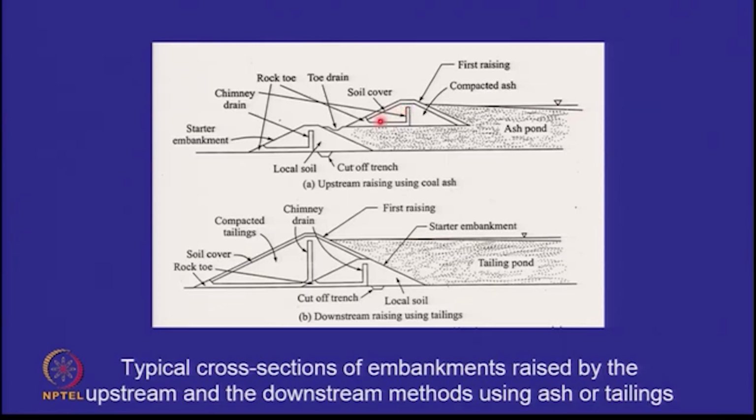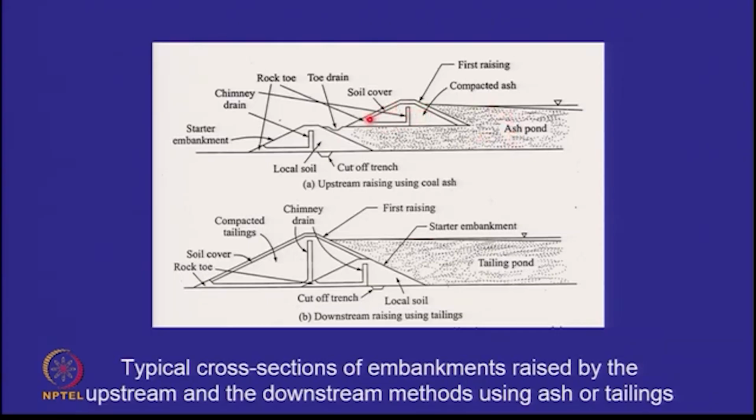So these are typical embankment sections which one adopts. Suppose I have a tailings pond and I have an ash pond. Starter dike will be of local soil. Local soil means homogeneous embankment, with a chimney to keep the phreatic line away. This is a good design. Then I will use most of the ash here.